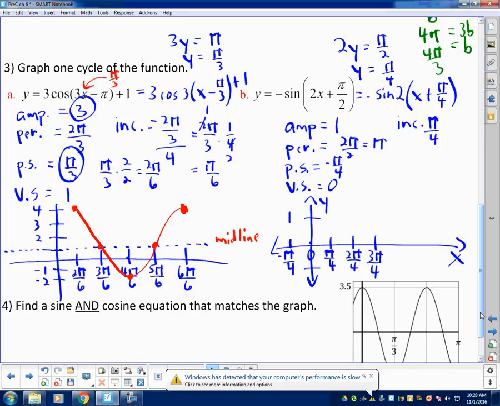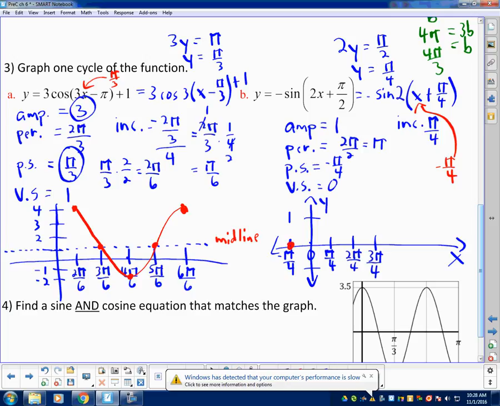Now, if you'd like to, you can plug in a value here. You could plug in negative pi over 4 if you'd like, right here. Don't forget that sine starts on the midline or on the axis. Negative pi over 4 plus pi over 4 is 0. 2 times 0 is 0. Negative sine of 0 will be 0. It's going to start right here.